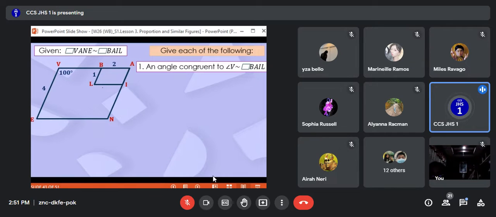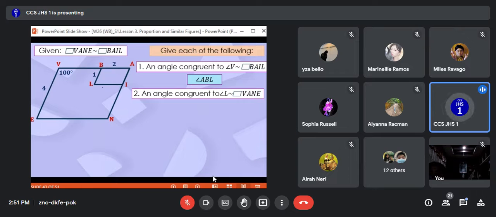You may unmute your microphone so we can move fast. Angle B. Angle B has two angles there, Miles. Give me the specific name of the angles. Angle ABL. Okay, angle ABL is correct. If there are two angles in one vertex, you have to indicate or name the angle using three letters. Am I clear, 9H? You learned this from your Geometry in Grade 8.